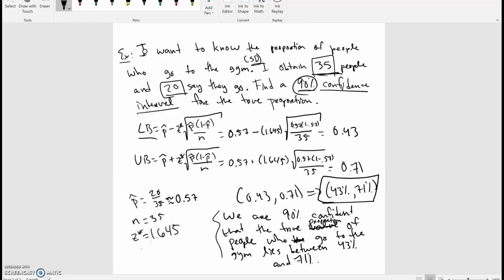Sometimes I will ask you to interpret, so this is what you would go ahead and say. We are 90% confident that the true proportion is going to lie between these two numbers. So we know that our original p hat is not the true value. We just want a range of values. So this is my range. This is how confident I am. Okay, so in the next video I'll show you one with means.